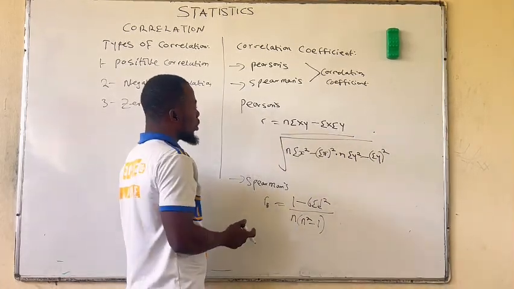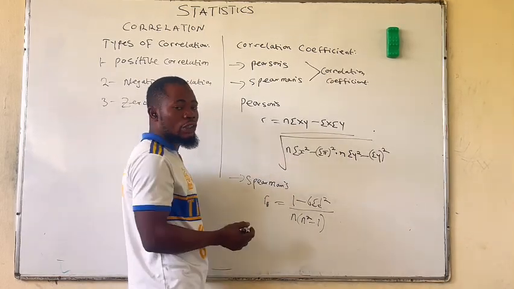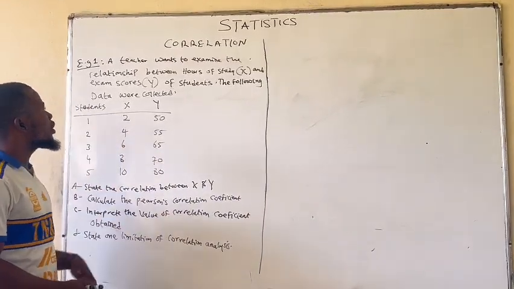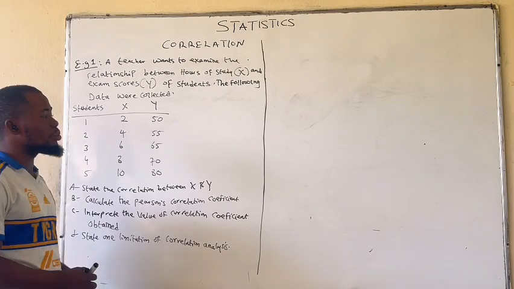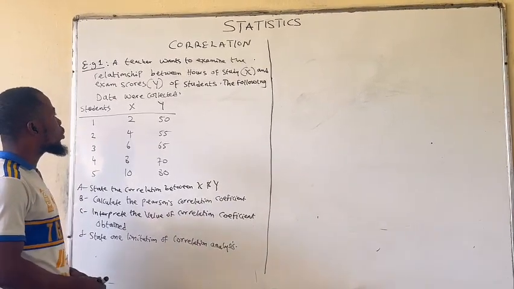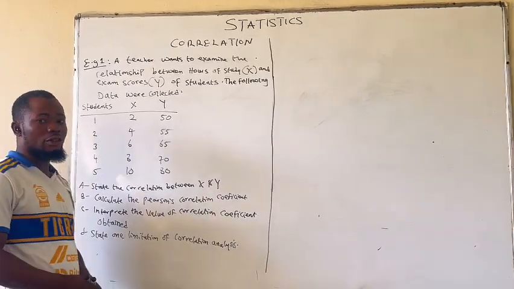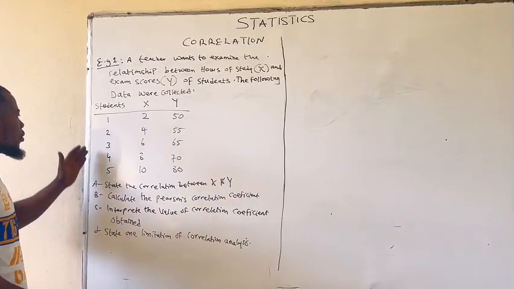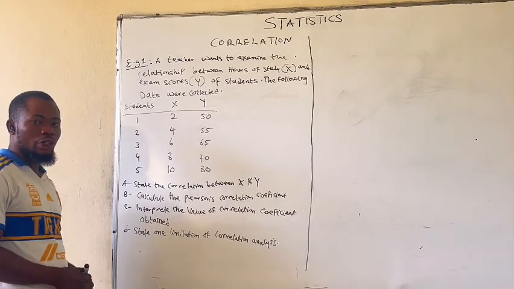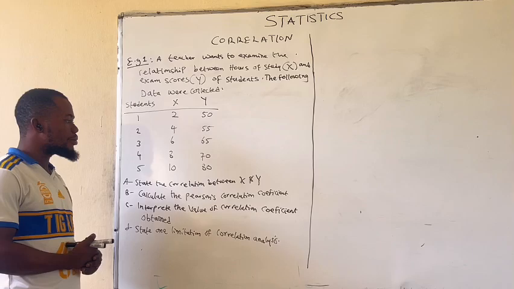Now let's solve an example so that we will know how to use the Pearson's and the Spearman to calculate the coefficient of correlation. Example 1 states that a teacher wants to examine the relationship between hours of study, that is X, and exam scores, Y, of students. The following data were collected. We have 5 students, this is the hours of their study, and this is their exam score. The question says, state the correlation between X and Y.